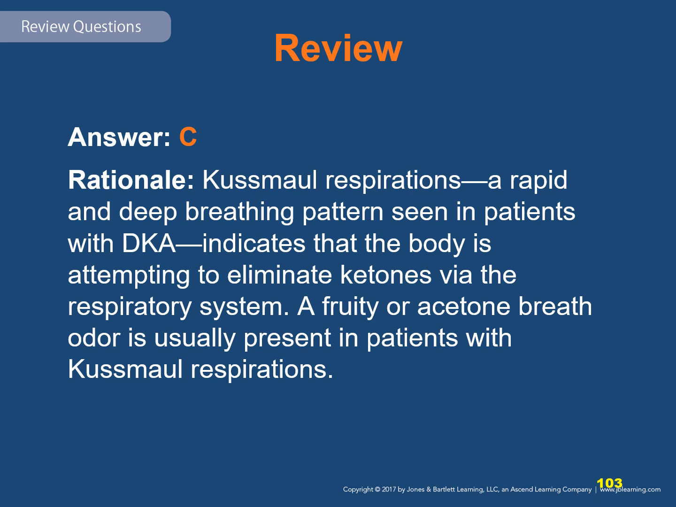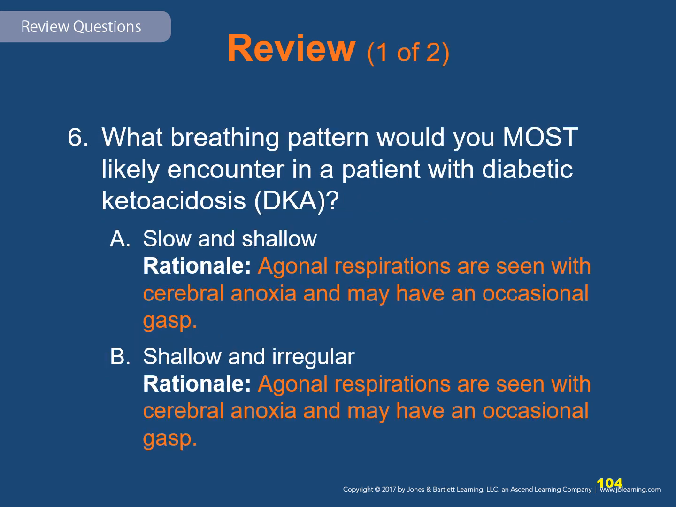Let's look at the incorrect answers. What breathing pattern would you most likely encounter with a patient with diabetic ketoacidosis, or DKA? A, slow and shallow. That's incorrect. Agonal respirations are seen with cerebral anoxia and may have an occasional gasp. They're not associated with DKA. B, shallow and irregular. Agonal respirations, again, are seen with cerebral anoxia and may have an occasional gasp. Again, not seen in diabetic ketoacidosis.